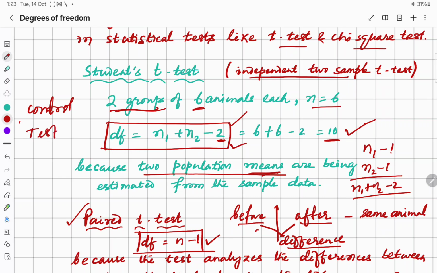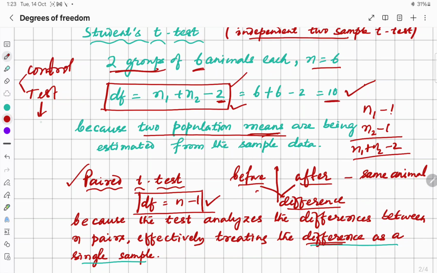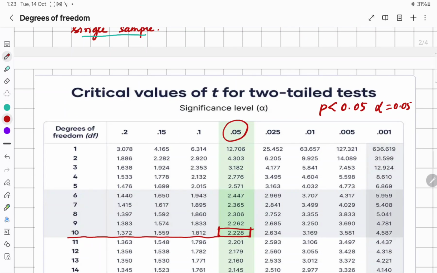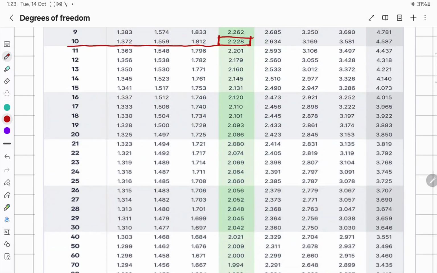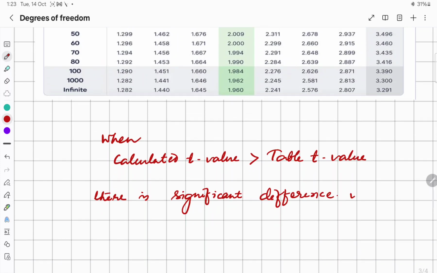So we want to compare these two groups. After getting the data from this experiment, we will calculate the t value, and that calculated t value should be more than 2.228. Then only we can say that there is a significant difference.